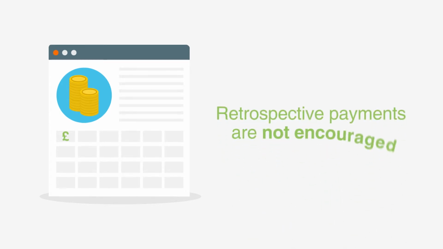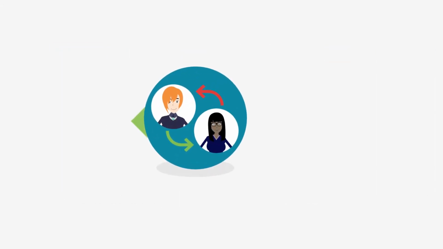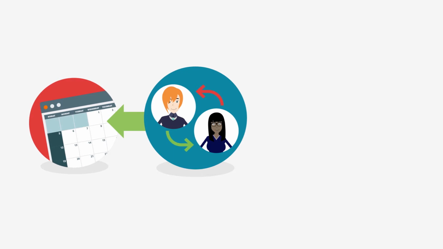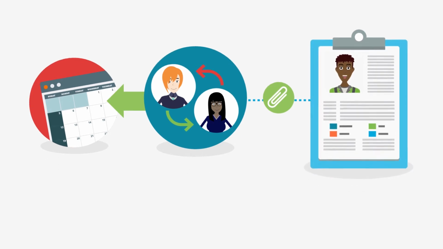3. Workday always defaults to the first day of the next pay period for change jobs, as retrospective payments are not encouraged. However, if the change job is to be backdated to the previous month, for example, you must contact your reward partner for approval, attaching a completed retro form.